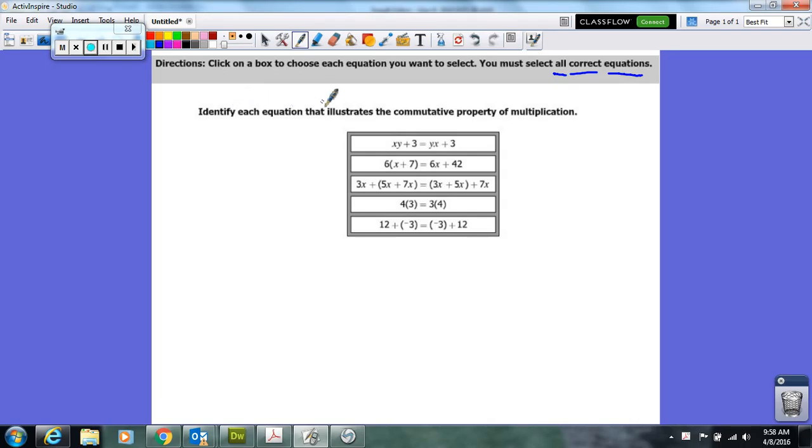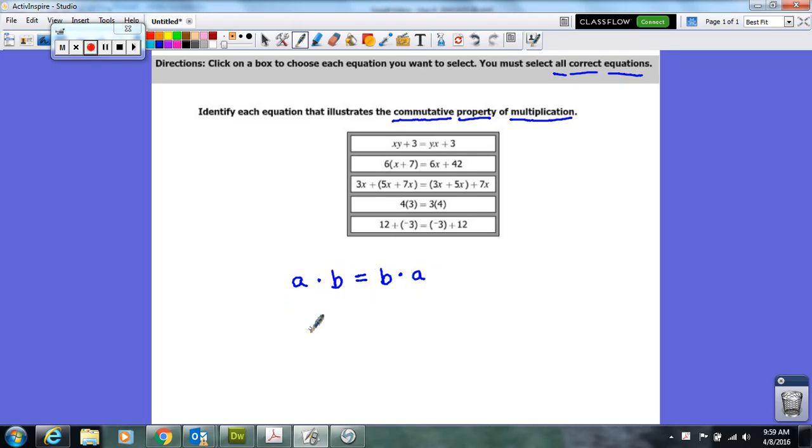It's saying identify each equation that illustrates the commutative property, and not just the commutative property, but the commutative property for multiplication. So let's quickly review what that says. If I have any value, let's just call it A, and I multiply that value times any other value, let's call it B, that is the exact same thing as the B value being multiplied times the A value. Essentially, when you're multiplying two values together, the order in which you multiply them does not matter. You get the same answer.